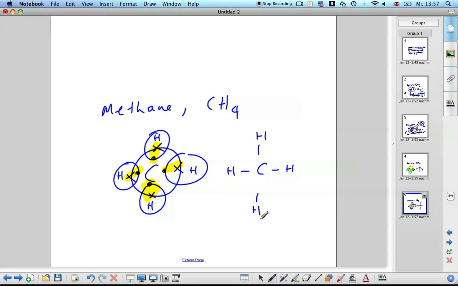Now this is a 2-dimensional shape. The 3-dimensional shape looks like this. And this is called tetrahedral. Okay? Let's do one more example.